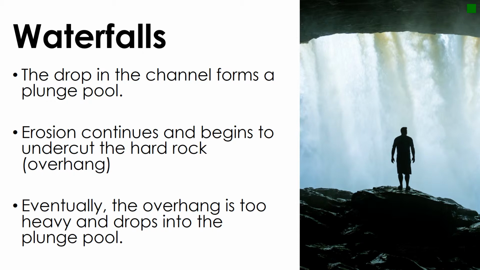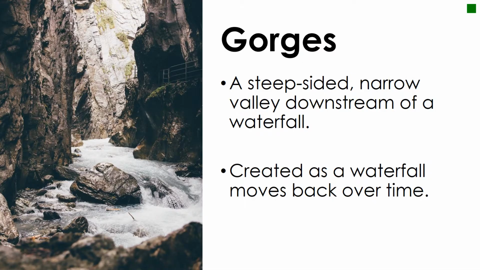So that process will continue. It will undercut further and further back until the overhang is sticking out too far and it's heavy and will eventually fall and drop into the plunge pool. At that point, the position of the waterfall will move backwards and all the processes will start again, leading to the formation of a gorge over time. If this happens many, many times, the waterfall moves back and back and migrates further and further upstream. What we're left with is a steep-sided narrow valley, which is downstream of the waterfall, and that is created a gorge.